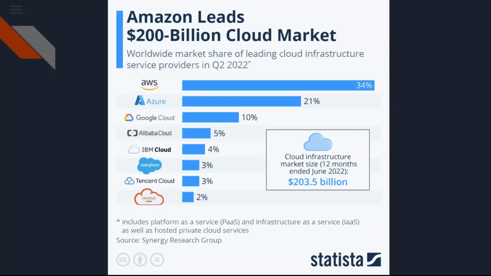Alibaba's there, IBM Cloud, Salesforce, mainly software as a service cloud, is 3%. Then you have Tencent, Oracle, and then maybe the rest. And so mainly the winner here would be AWS, followed by Azure, and then Google following closely at third.